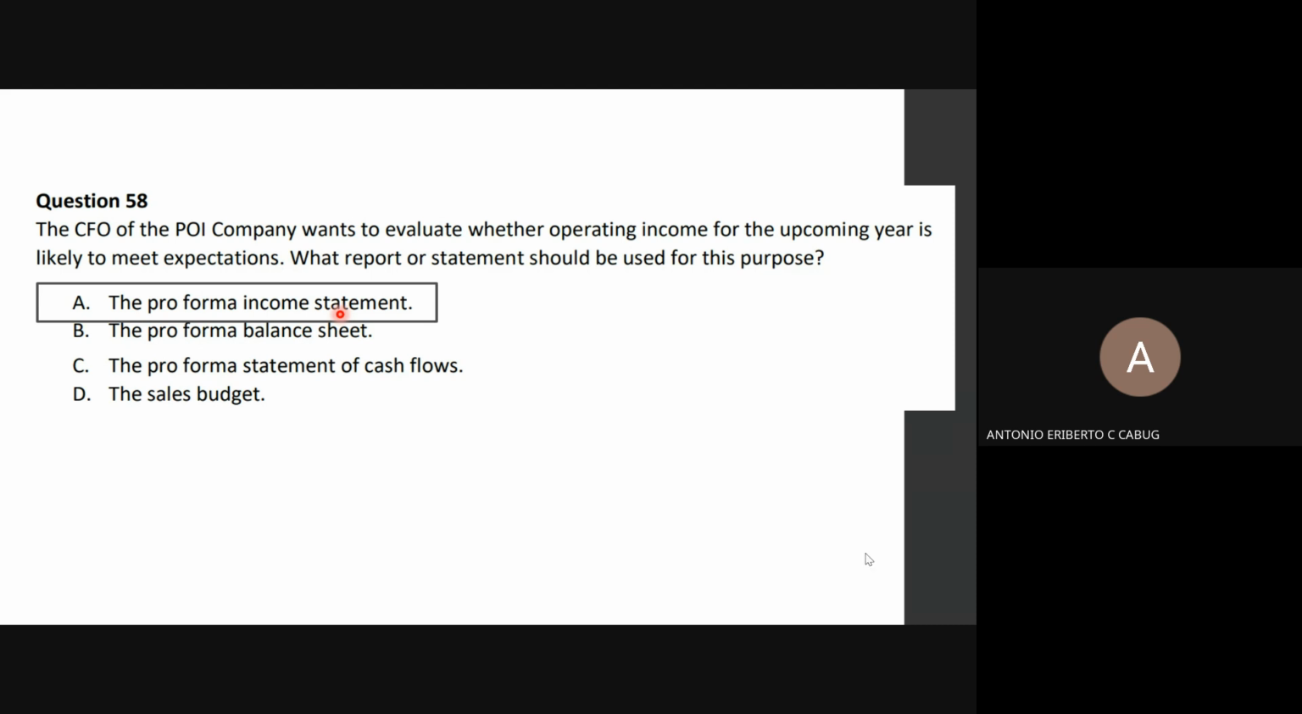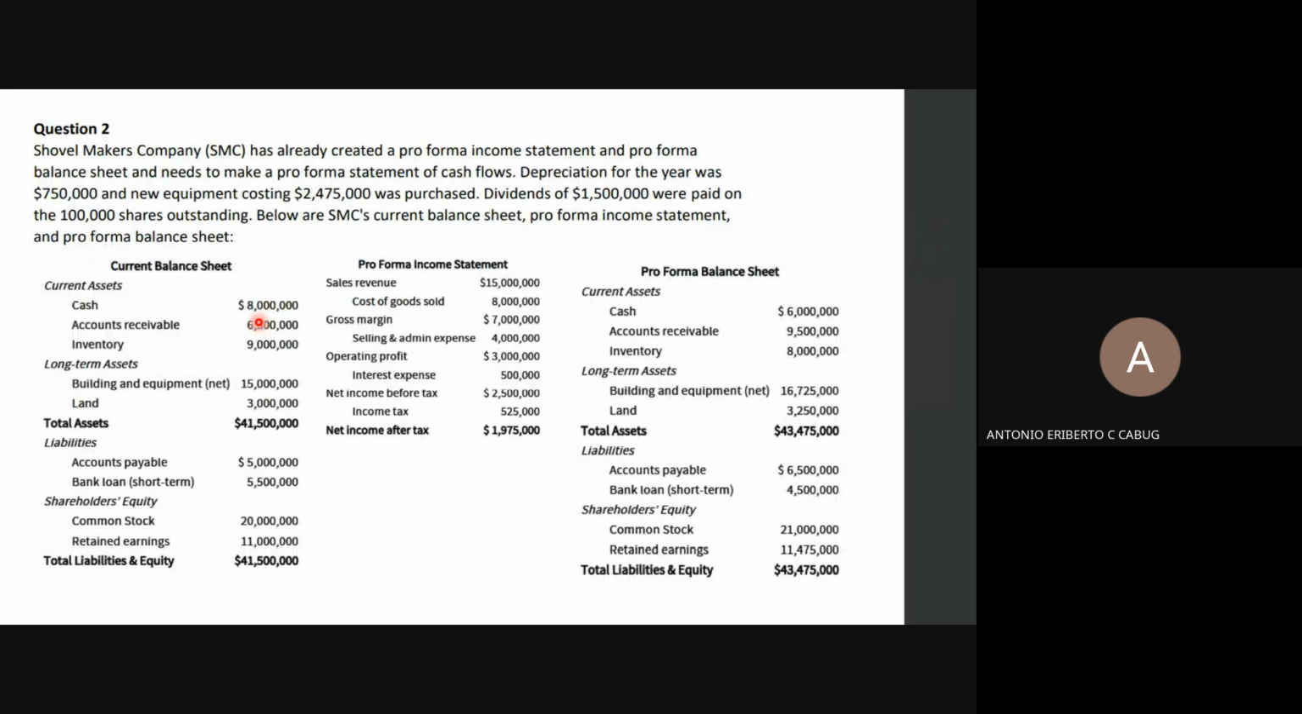So when I use the word pro forma income statement, we are constructing an income statement that represents our expectation for the coming period, the future period. Will our operating income in the upcoming year be okay? Will it meet expectations? We are to prepare letter A.